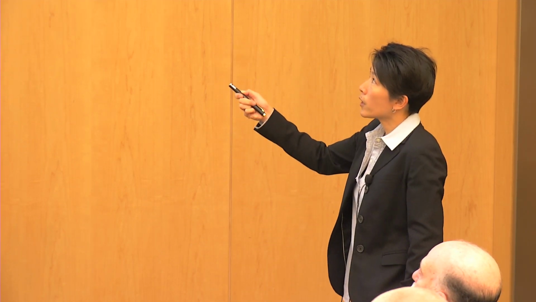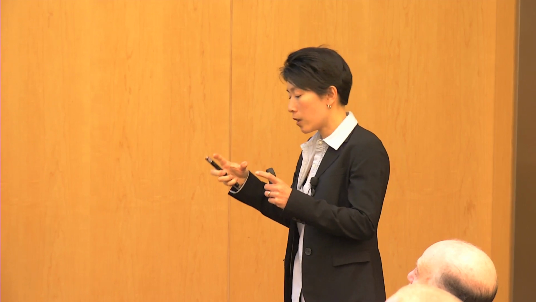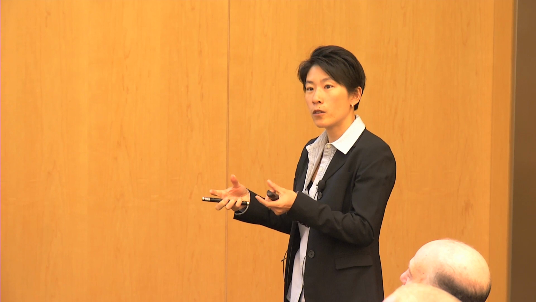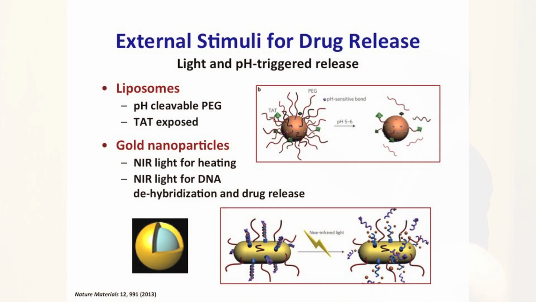Another example is to take advantage of light and also pH. So going back to liposomes, because this is one of the more popular delivery agents today, the pH within an endosome is lower than externally to the cell, so that is one way that people have been exploring to have a trigger to release drugs. And so if I have a PEG-coated layer around a liposome, if it's sensitive to pH, the PEG can cleave out.